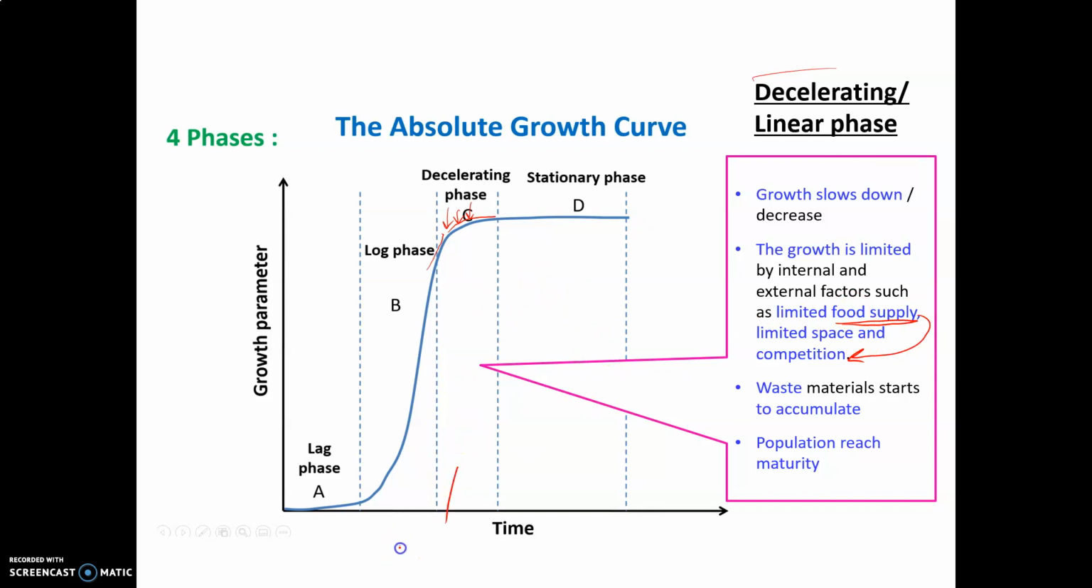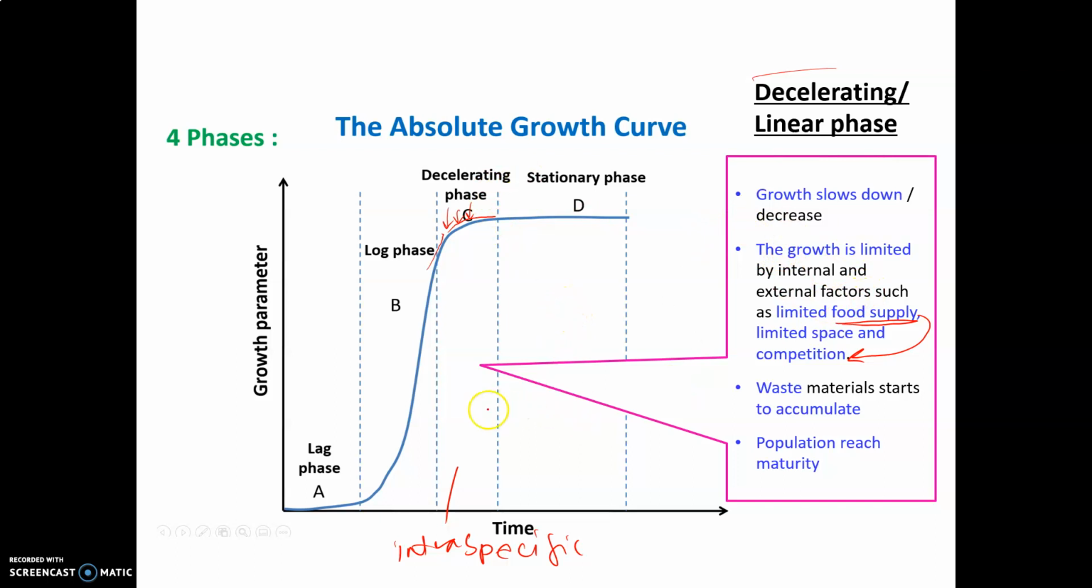Kalau dia melibatkan of the same species, we call it intra-specific competition, persaingan dalam spesies yang sama. Dan kalau melibatkan spesies lain, dia panggil interspecific competition. Interspecies competition pun boleh. Di mana dia melibatkan competition dengan individu daripada spesies yang lain. Okay, this one adalah what will happen during decelerating phase.